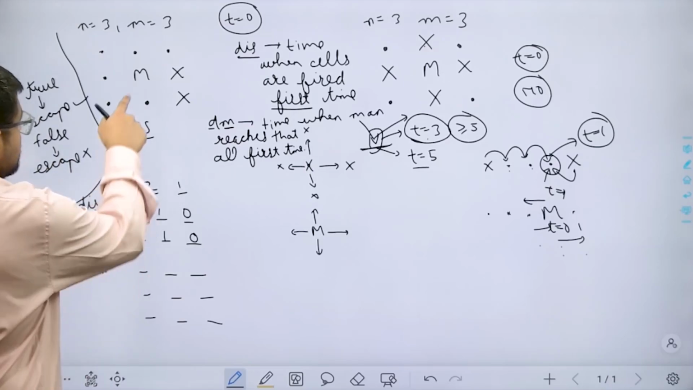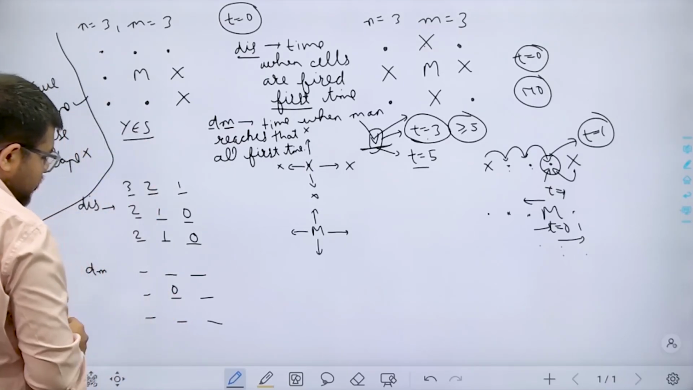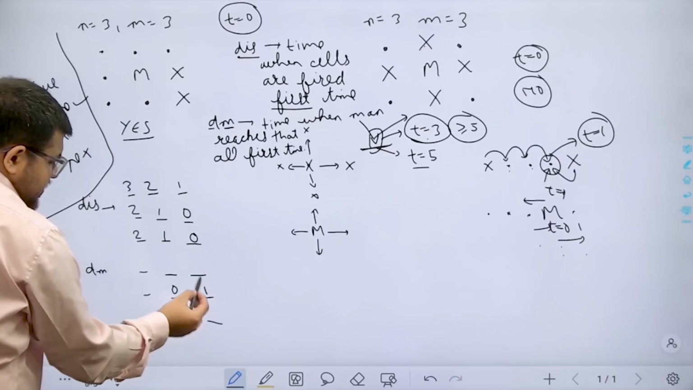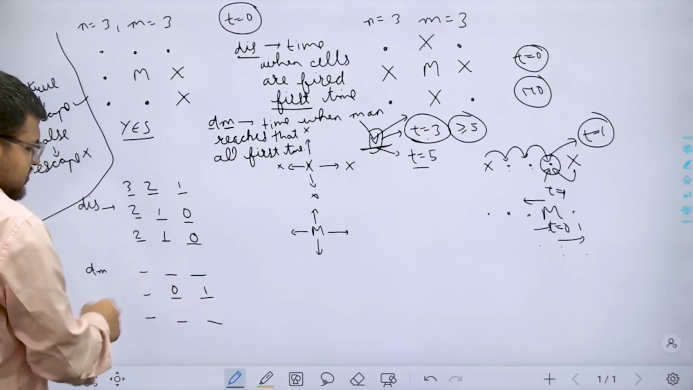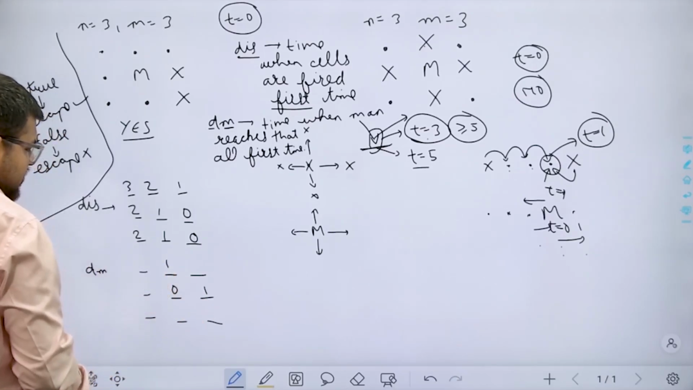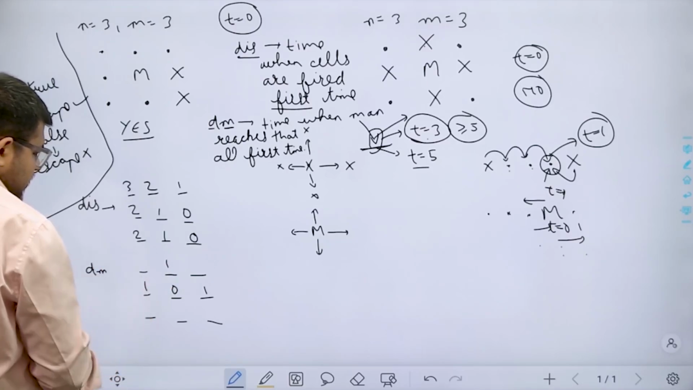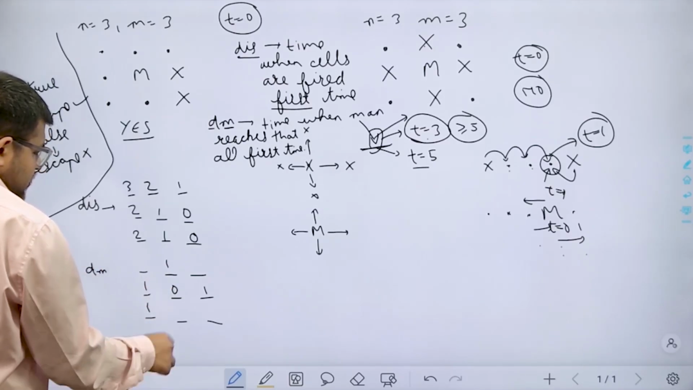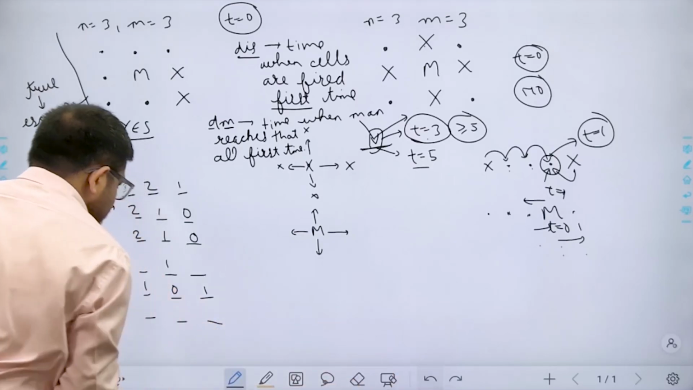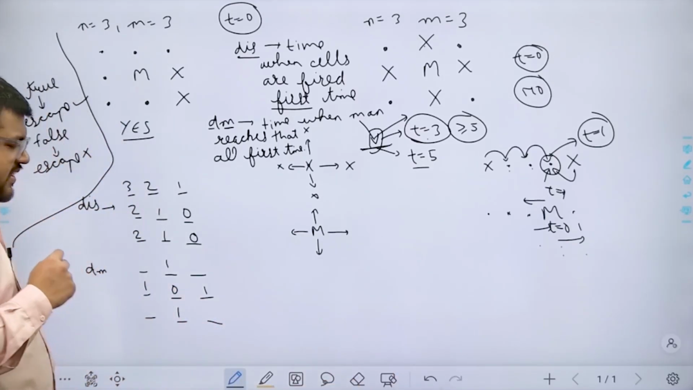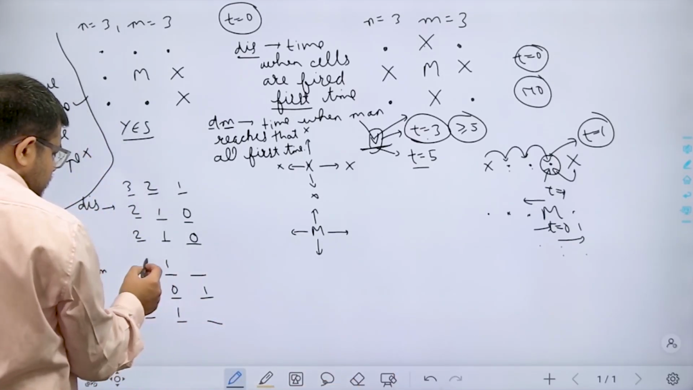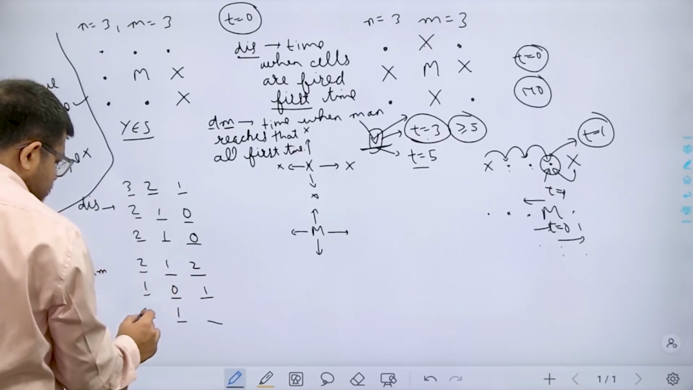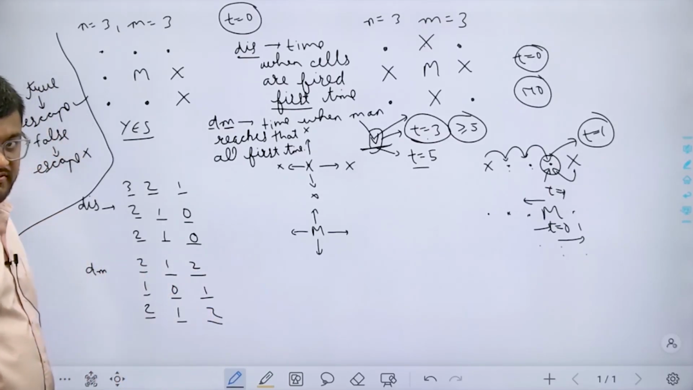So man was initially here, so here he was at t equal to 0. Now here he can reach earliest at t equal to 1 because he can just go there. Here also he can reach earliest at t equal to 1. Here also he can reach earliest at t equal to 1. Now from here he can go here or here. So this is t equal to 2, this is t equal to 2, and this is t equal to 2.